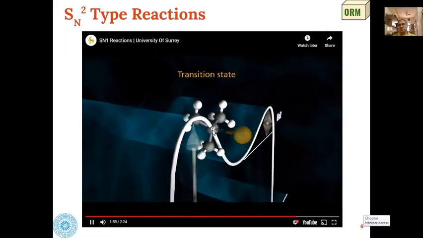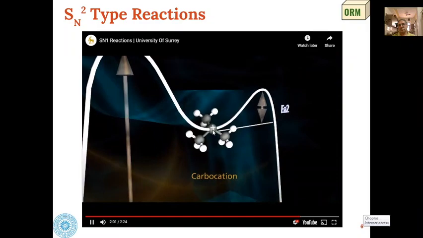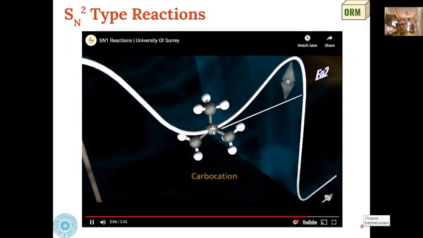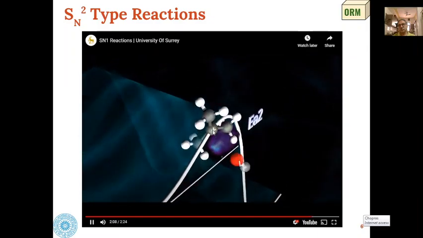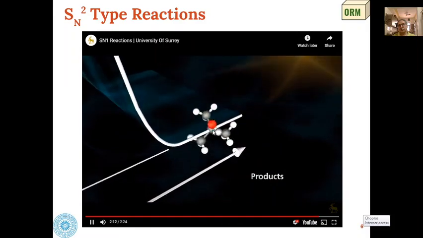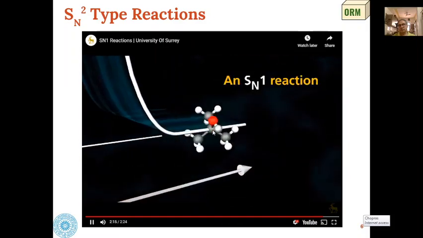Transition state, carbocation, EA2. SN1 reaction.